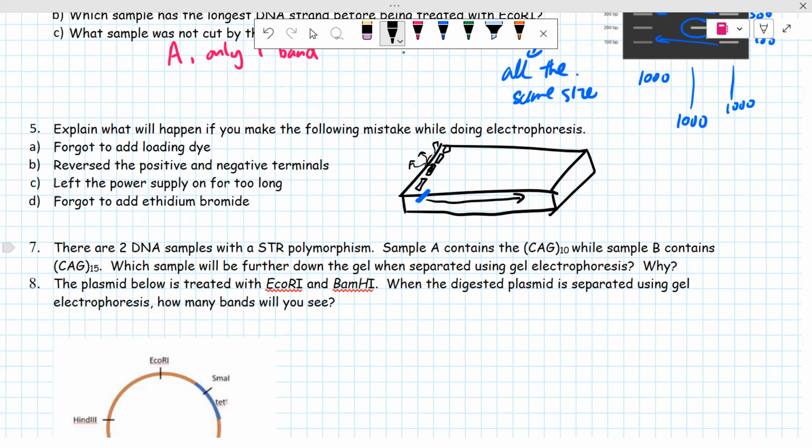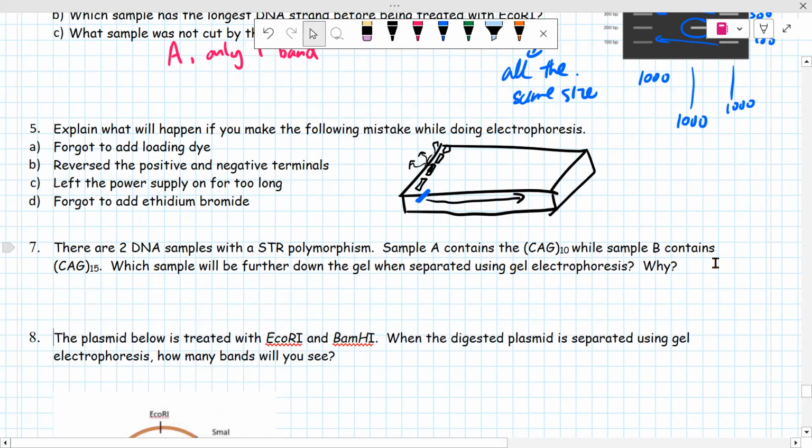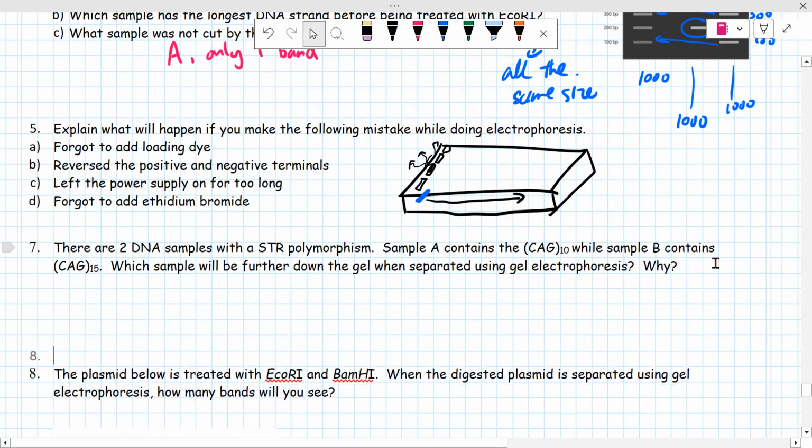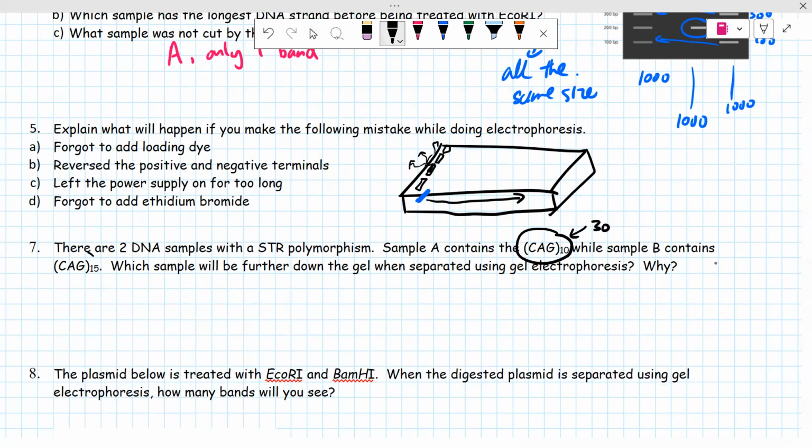There are two DNA samples with STR. STR stands for short tandem repeats polymorphism. We did this in class, but I thought you needed a refresher. This one is 3 nucleotides repeated 10 times, so that's 30 in total. This is 3 nucleotides repeated 15 times, so that's 45 nucleotides in total. Which sample will be further down the gel when separated using gel electrophoresis?